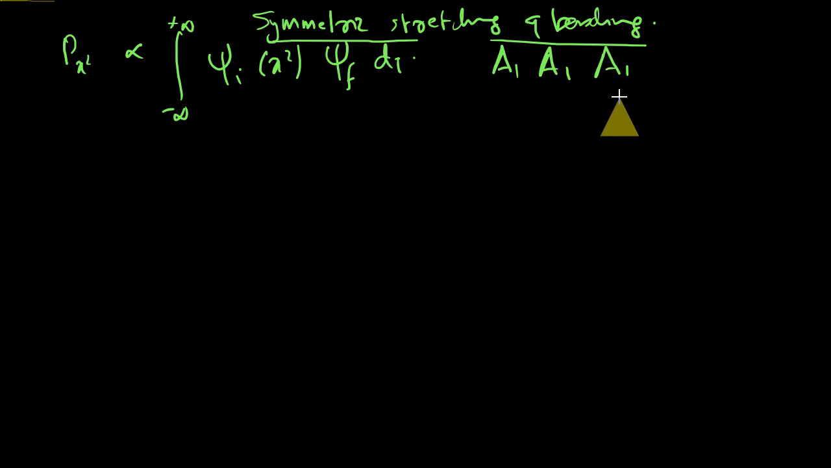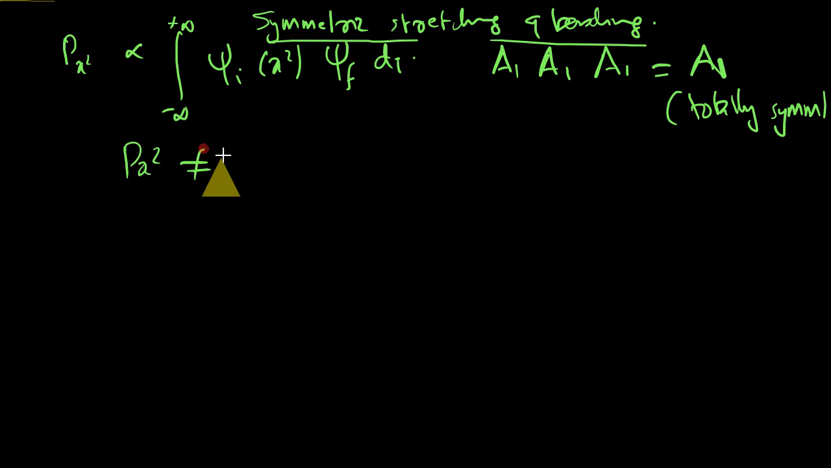So the final state is of A1 symmetry. The direct product of A1, A1, A1 is equal to A1. It means it is totally symmetric. If the direct product is totally symmetric, the integral corresponding to that will be non-zero. So Px square is not equal to 0. So it means that the vibration is Raman active.